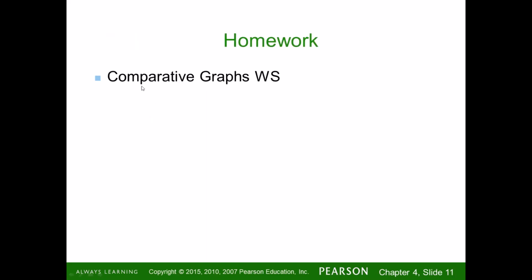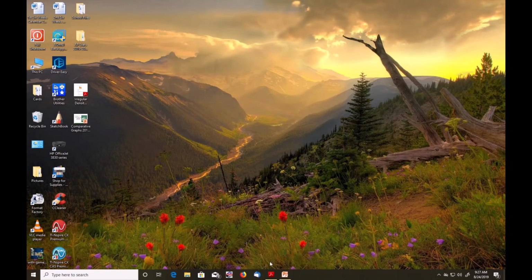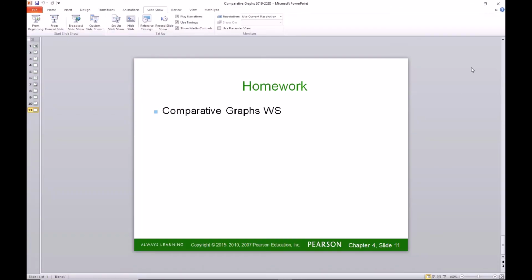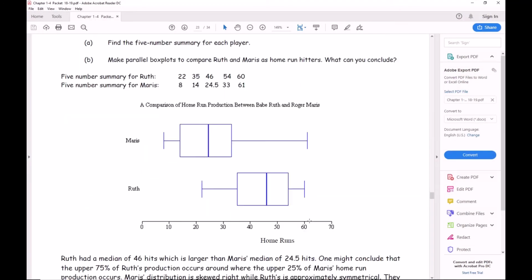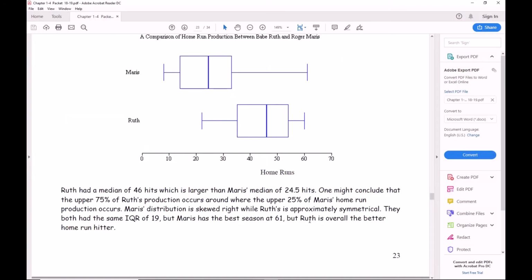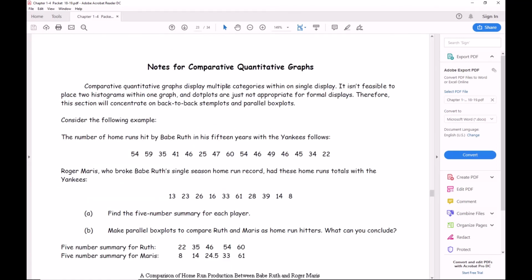All right, this is the homework, and I'm going to now close this out and refer you to your packet. And whoops, that's not your packet. And this may be a different page number. I do think it is 23 and 24, but it's the notes for comparative quantitative graphs.